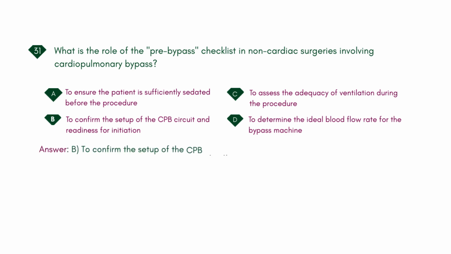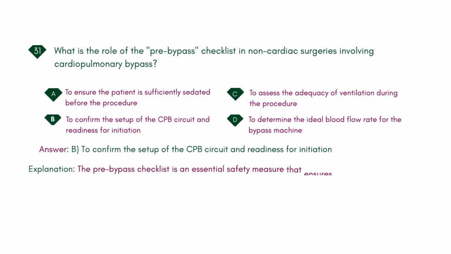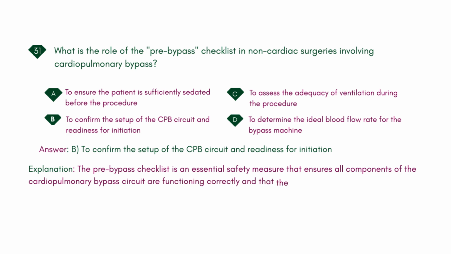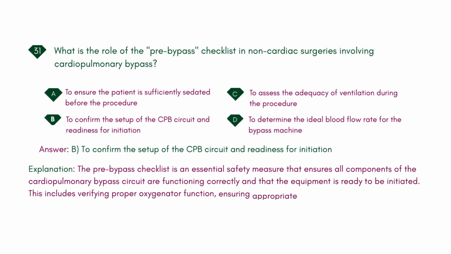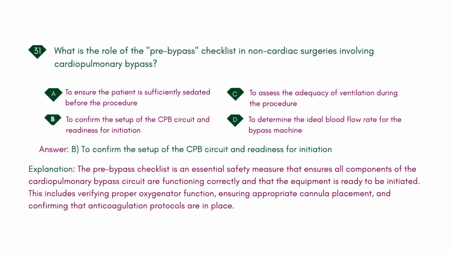Answer: B. To confirm the setup of the CPB circuit and readiness for initiation. Explanation: the pre-bypass checklist is an essential safety measure that ensures all components of the cardiopulmonary bypass circuit are functioning correctly and that the equipment is ready to be initiated. This includes verifying proper oxygenator function, ensuring appropriate cannula placement, and confirming that anticoagulation protocols are in place.